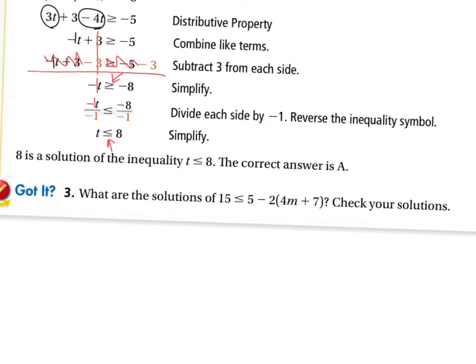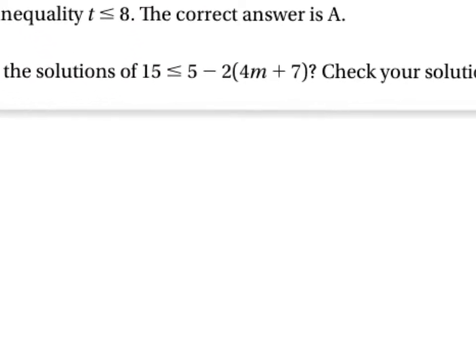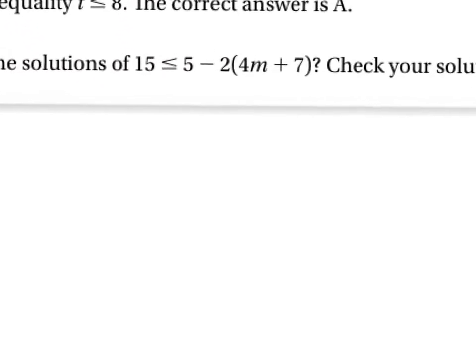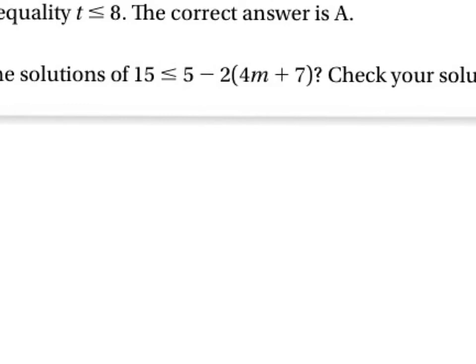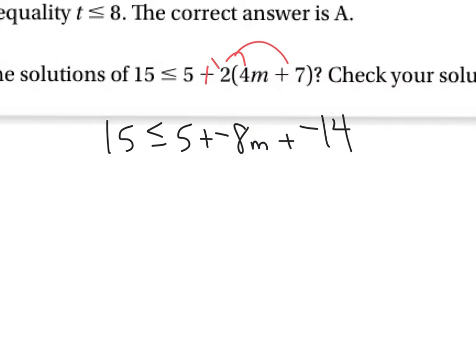The got it 3 is similar, only they aren't giving this as a multiple choice. So basically we're just going to solve this thing. For this one, if you want to add the opposite here, you can. You need to think of this as distributing a -2. So that'd be a negative 8m plus negative 14, or minus 8m minus 14 if you want.